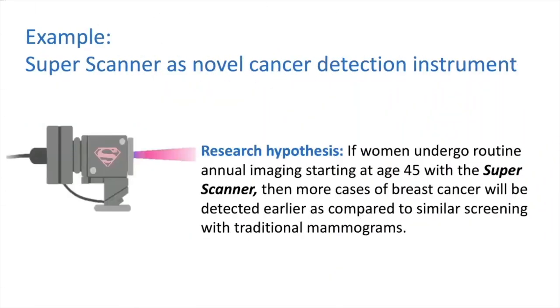In a previous module, we also talked about the superscanner as a novel breast cancer detection instrument. We hypothesized together that if women undergo routine annual imaging starting at age 45 with the superscanner, then more cases of breast cancer will be detected earlier as compared to similar screening with traditional mammograms.